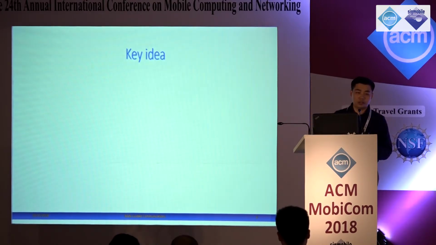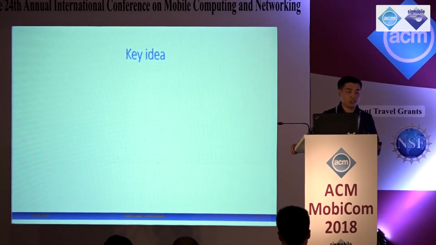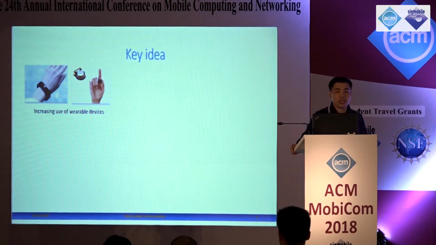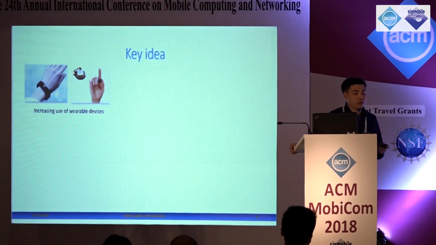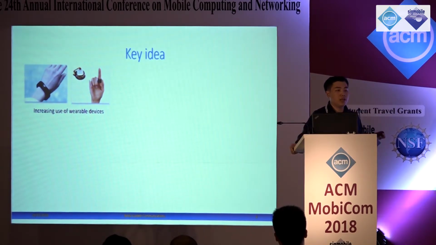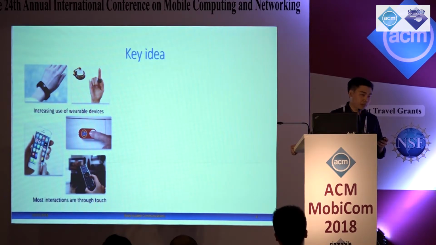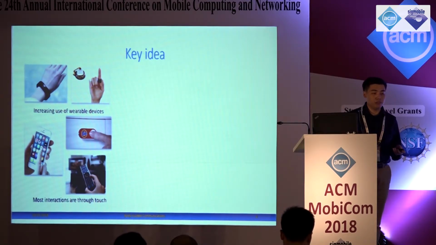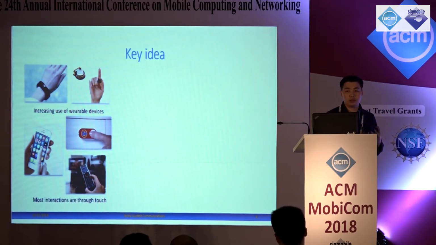So in order to create a more convenient and low complexity solution for authentication, we start with two observations. The first one is that nowadays we increasingly use wearable devices, for example, wristbands and rings. These devices are good for storing users' credentials because there is less chance that the users can misplace them. And they have the nice property that we are going to use, that they are in direct contact with the user's body. And the second observation is that most interactions are through touch, so the human body can act as the temporary channel between the wearable token and the touch device.